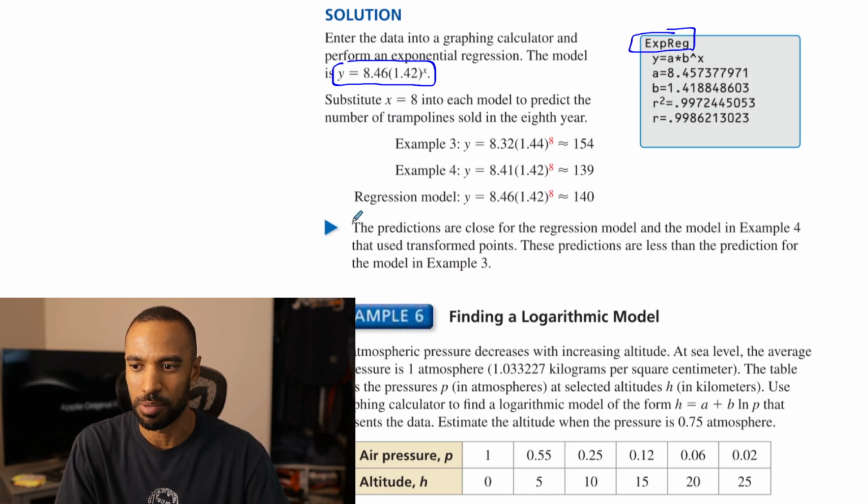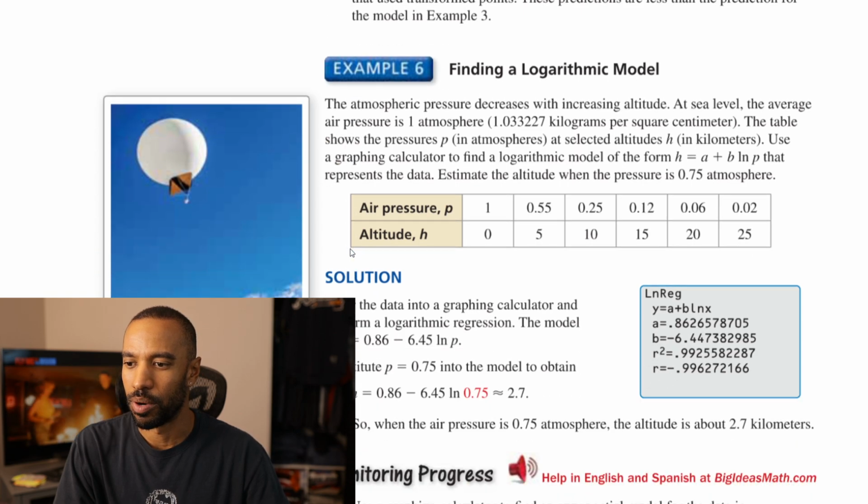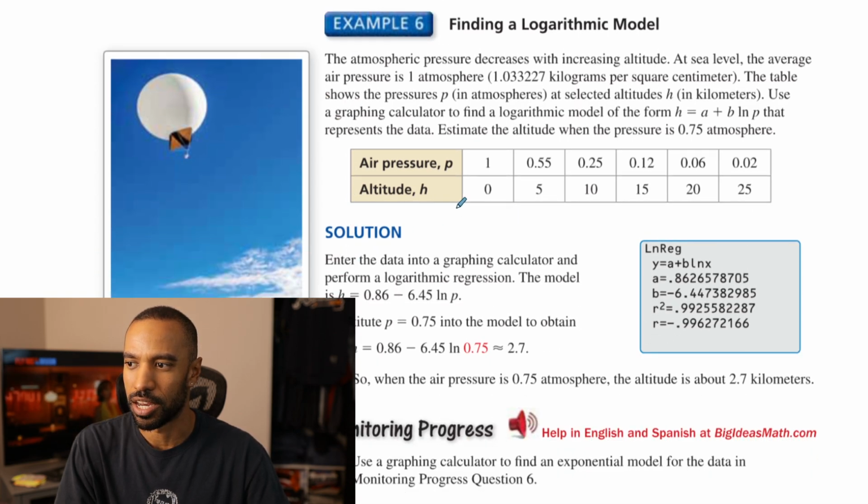Are we supposed to actually make statements on these? I don't really know. All right, find a logarithmic model. Let's see what they want to say here. Oh, okay, so this is an example of where something's logarithmic.